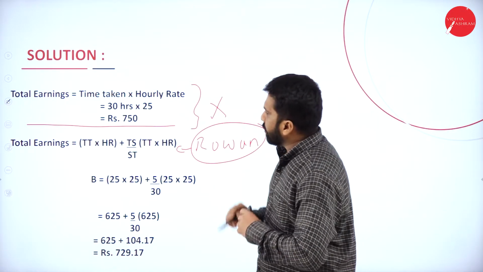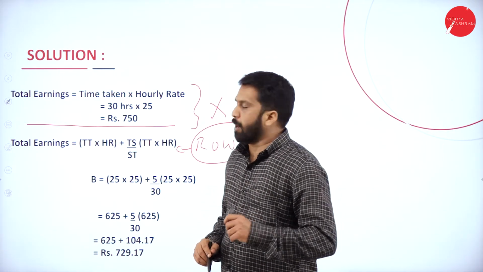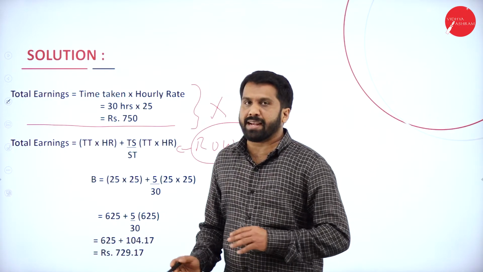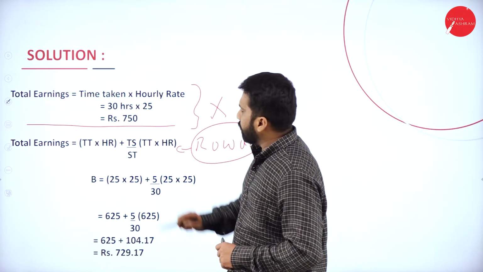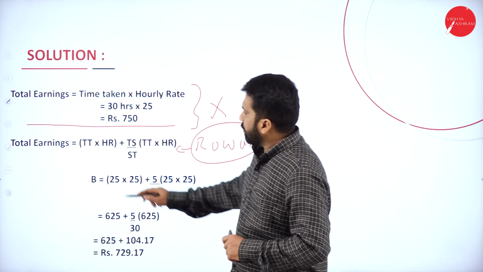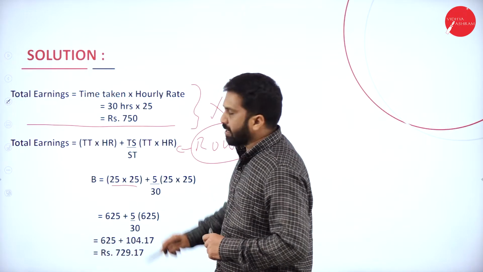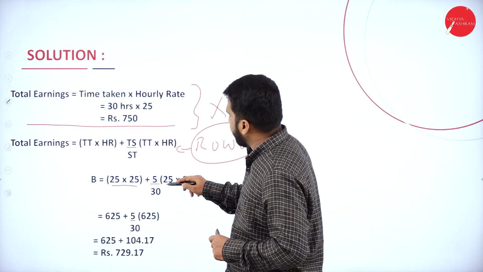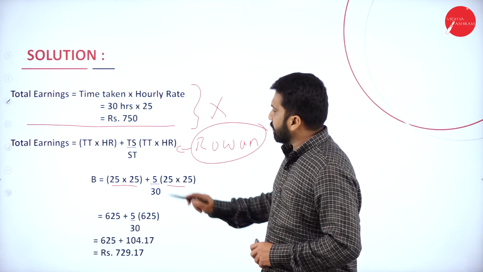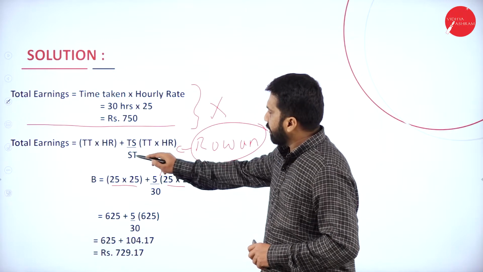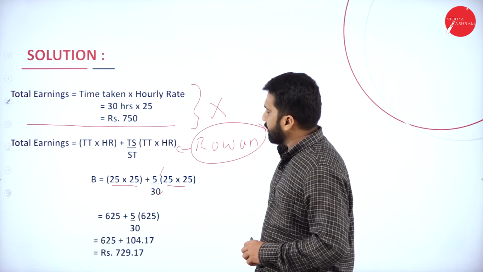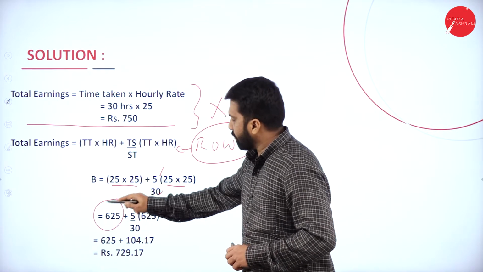Now, under Rowan plan, what is the formula? Time taken into hourly rate, along with that, time saved divided by standard time. In this, B is equal to 25 multiplied into 25. Again, 25 multiplied with 25. Now, 5 by 30 is what? Time saved is 5 and your standard time is 30. Now, if you go for this calculation, this will be 625.